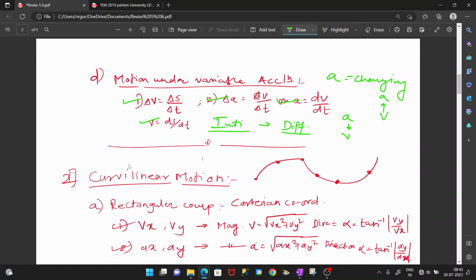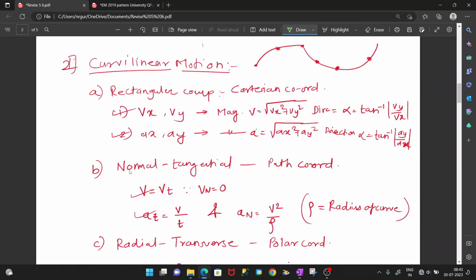Now the second part is curvilinear motion. Curvilinear motion is divided into three types. First is rectangular components or Cartesian coordinates. Basically those are components of velocity and acceleration. So Vx we have to find out, Vy we have to find out, Ax we have to find out, Ay we have to find out, and using that we use these formulas for finding out the magnitude as well as direction of velocity and acceleration.